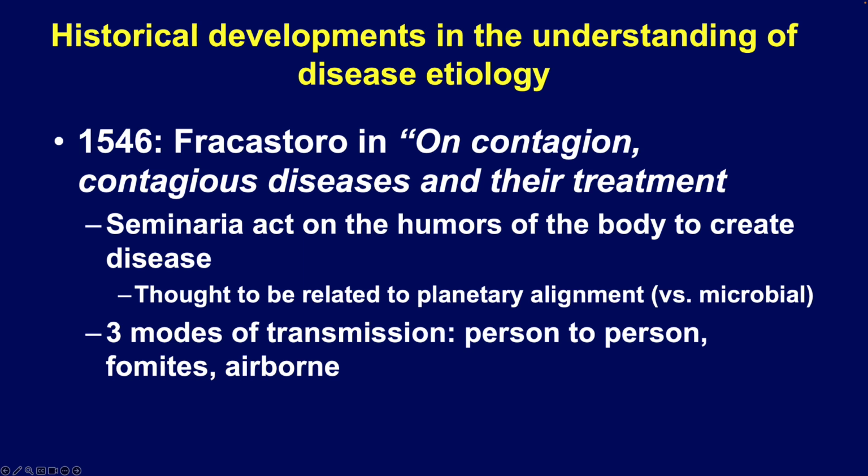Fracastoro went on to also posit that there would be 3 modes of transmission of these seminaria: person to person, fomites, and airborne, with fomites being inanimate objects on which the seeds, in his case, or actual microbes, would be conveyed from a source to a susceptible individual who could become infected. So these were pretty important conceptual developments in the 1500s.